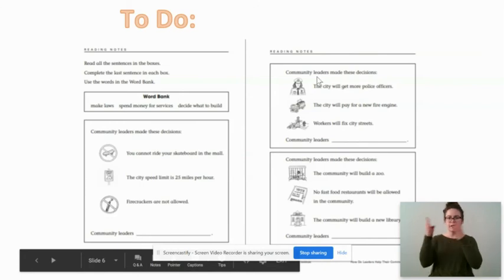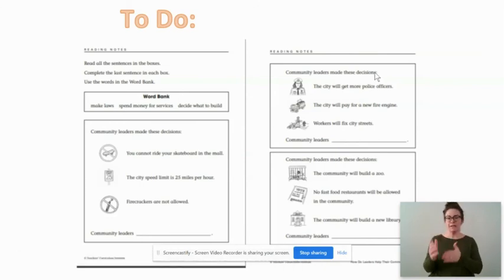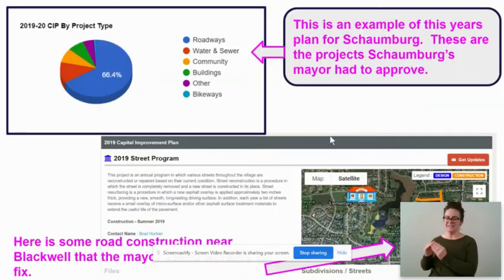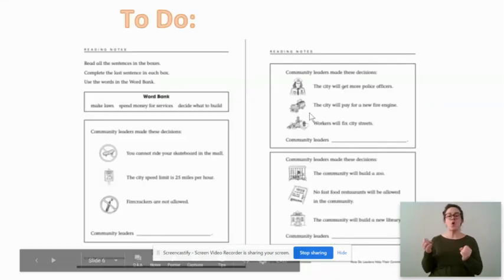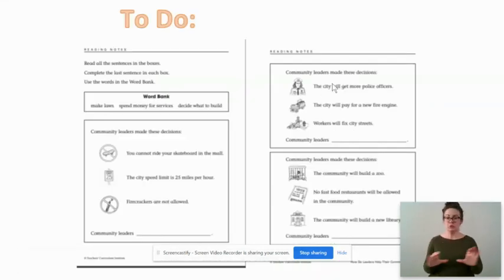And then this one is community leaders made these decisions. The city will get more police officers. The city will pay for a new fire engine. Workers will fix city streets. So what is it that they're trying to do with these three decisions? Are community leaders trying to make laws? Are they trying to figure out how to spend their money? Or are they figuring out what to build?